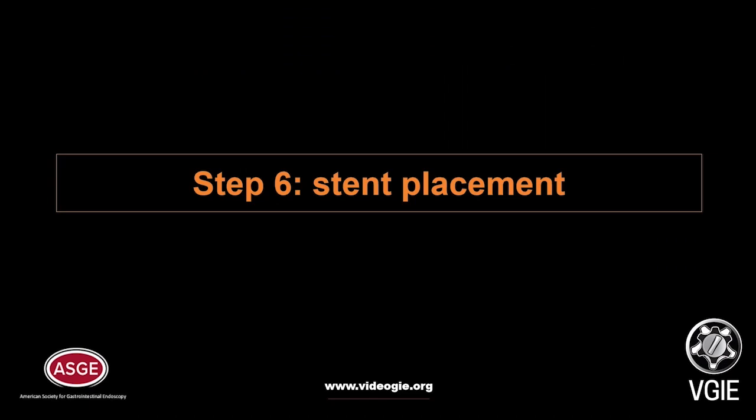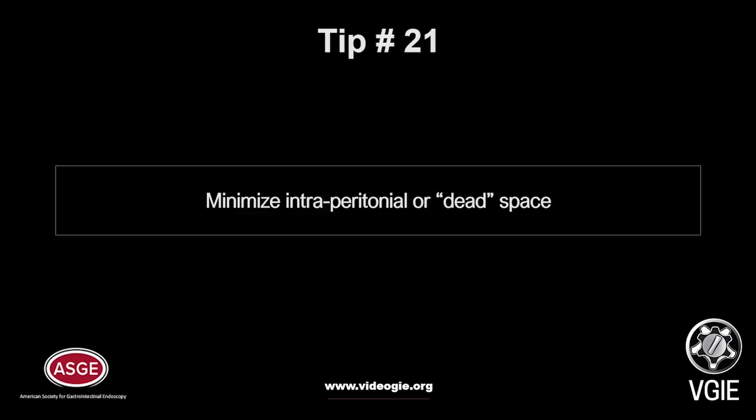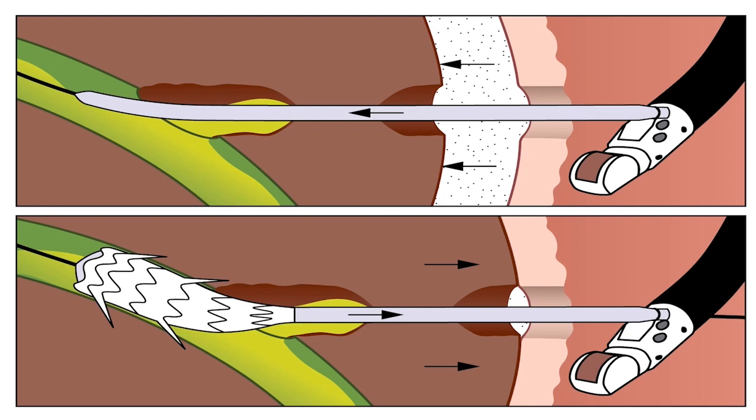Step 6. Stent placement. It is vital to minimize intraperitoneal or dead space. As the stent is introduced across the gastric wall, the liver is typically pushed away and the intraperitoneal or dead space between the gastric wall and the liver is increased. This space can be decreased by pulling the stent backward into the scope during deployment.